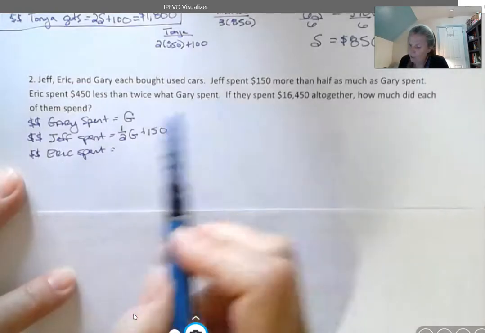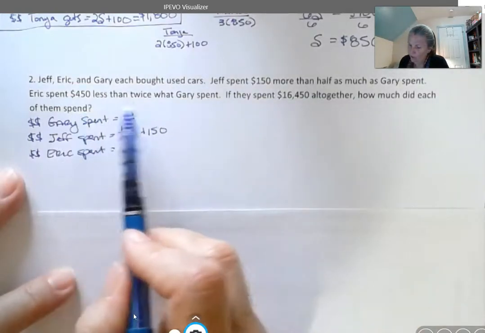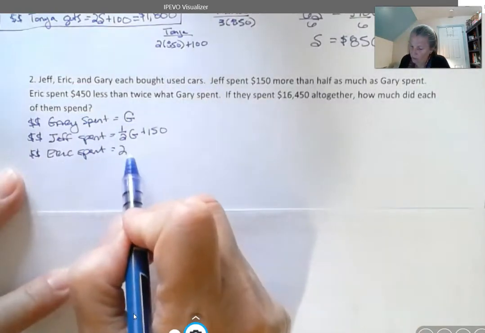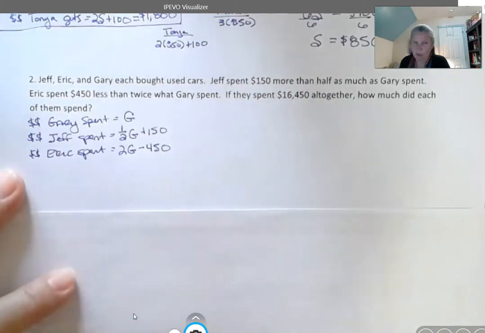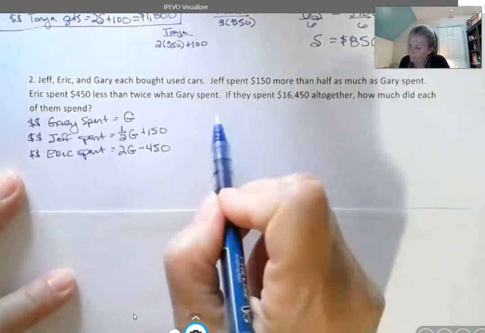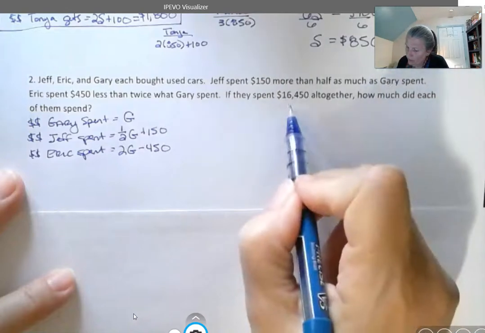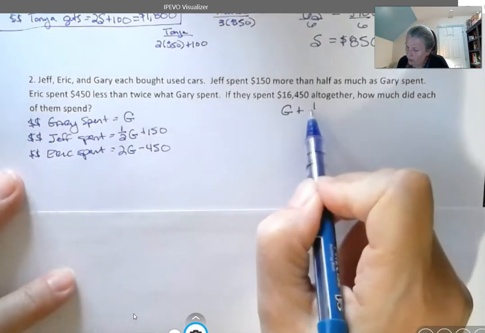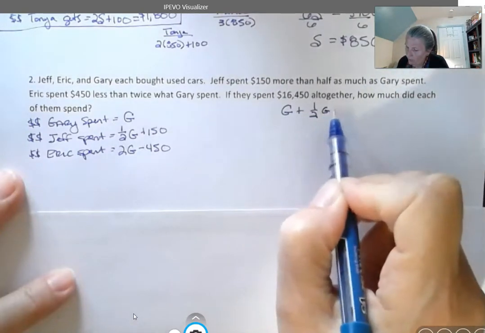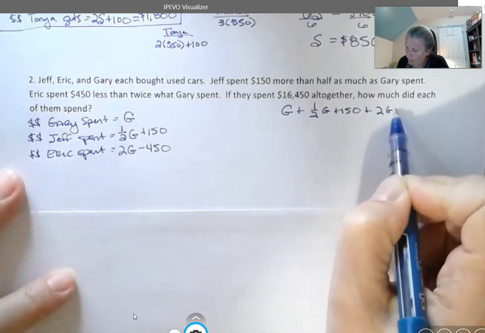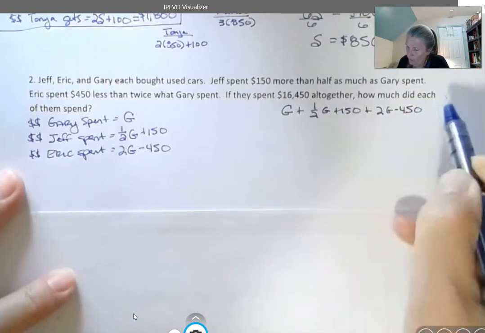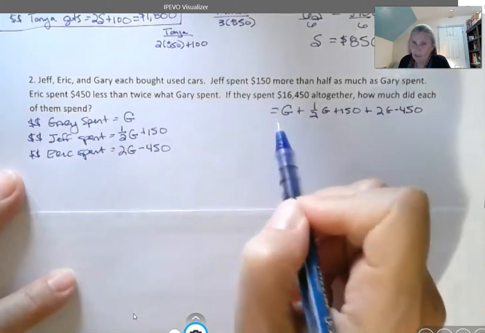And then Eric spent 450 less than twice what Gary spent. So twice what Gary spent, but then $450 less than that. So here's what I have. I have Gary, and I have Jeff, and I have Eric. These expressions describe what each of them spent.